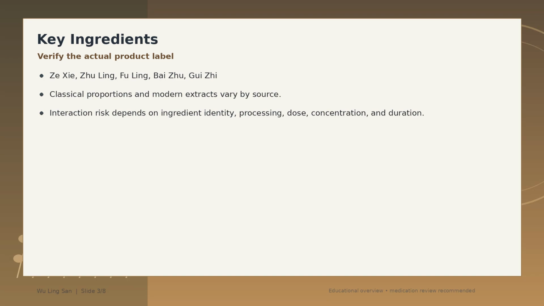Key herbs commonly associated with this formula include Ze Xie, Zhu Ling, Fu Ling, Bai Zhu, and Gui Zhi. In classical formula analysis, some herbs address the principal mechanism, others support the chief action, and others harmonize or direct the prescription. The exact composition can vary by lineage, manufacturer, granule concentration, and modification. For interaction analysis, the actual ingredient label and dose are more important than relying only on the traditional formula name.